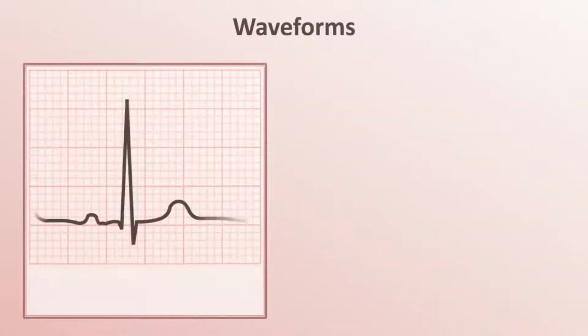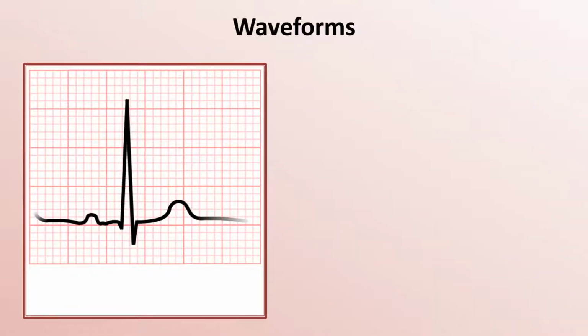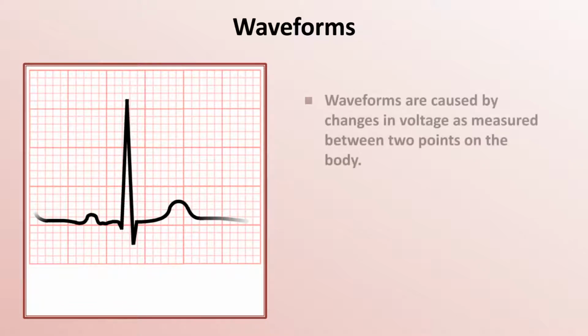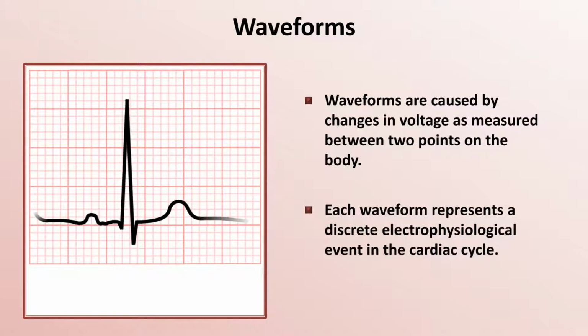So here is that repeating unit up close. Those three deflections of the line are known as waveforms. Waveforms are caused by changes in voltage as measured between 2 points on the body. Each waveform represents a discrete electrophysiological event in the cardiac cycle.